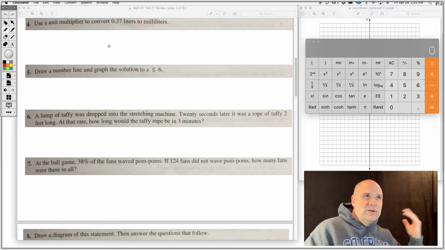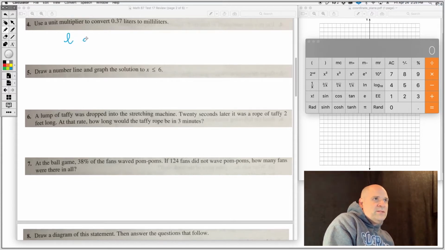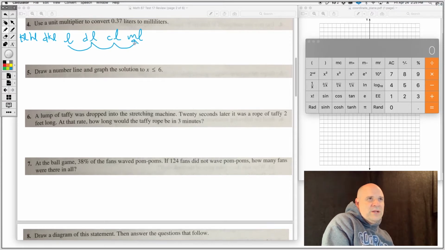Number 4, use a unit multiplier to convert 0.37 liters to milliliters. You don't have to do that. You can use the nice method of, if you have liters, you've got your deciliters, centiliters, milliliters, and then you've got your decaliters, hectoliters, and kiloliters. So really you're going from liters to milliliters. So you're going 1, 2, 3 to the right. So you're going to move that decimal 1, 2, 3 to the right. You have to add a 0 there. So that's 370 milliliters.